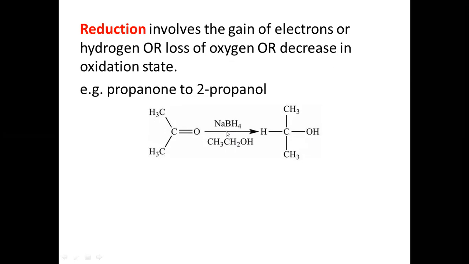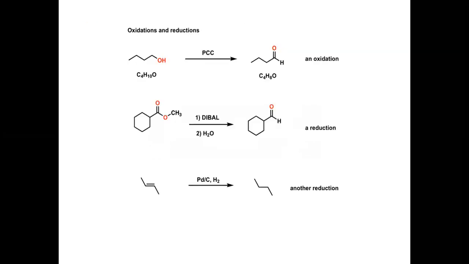Okay, next. Some of the examples you can see: butanol to butanal, alcohol to aldehyde, C4H10O, and here C4H8O. You can see there is a decrease in number of hydrogen atoms from alcohols to aldehydes. So this is an oxidation reaction. So this takes place under pyridinium chlorochromate. This is an oxidizing reagent.